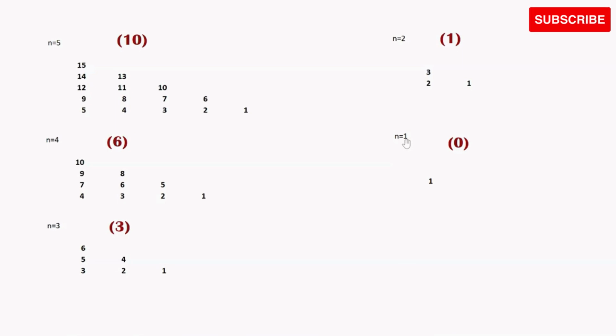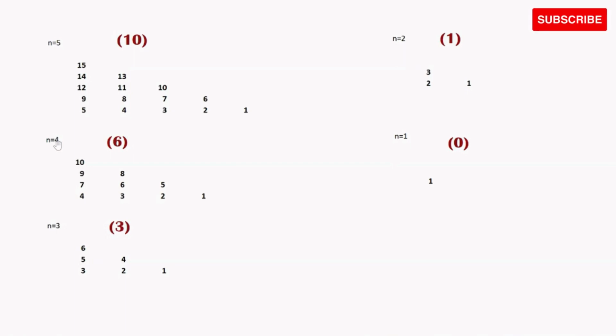If the number of rows is 1, the starting number is 1 only. So the difference is 0. But if the number of rows is 2, the starting number is 3 here. So 2 plus 1 is 3. That is, the difference is 1 only. Now, if the number of rows is 3, the starting number is 6. That is, 3 plus 3 is 6. So the difference is 3 here.